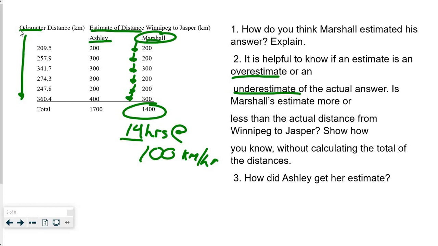Show, is Marshall's estimate more or less than the actual distance from Winnipeg to Jasper? We know that it's smaller because he's rounded down everything.